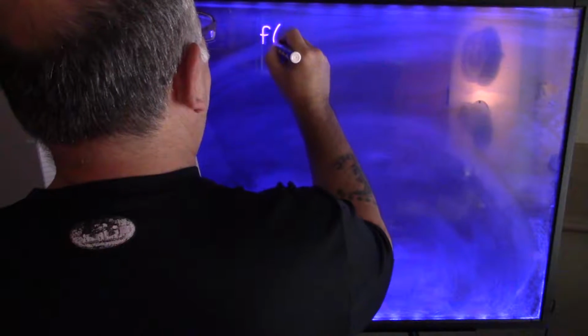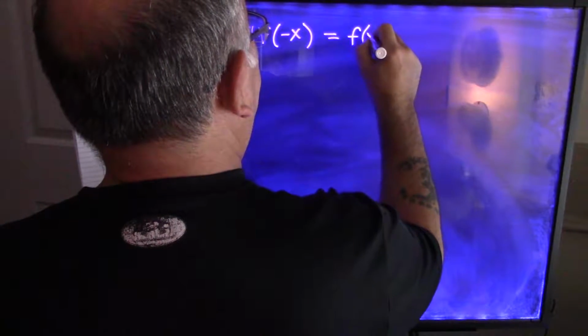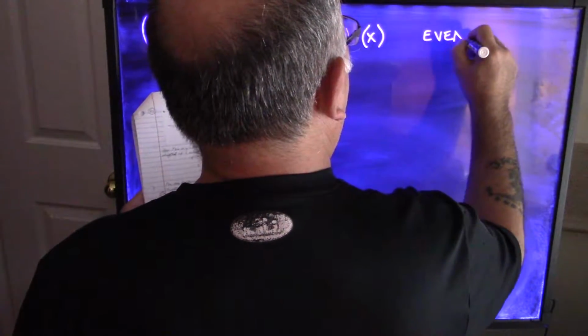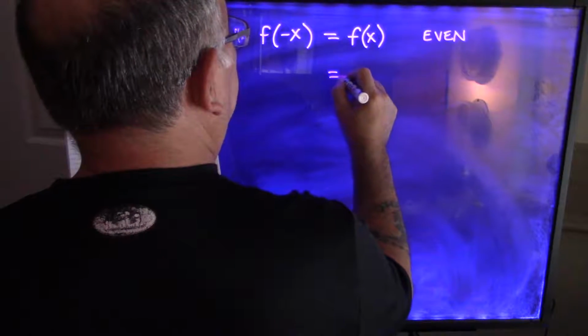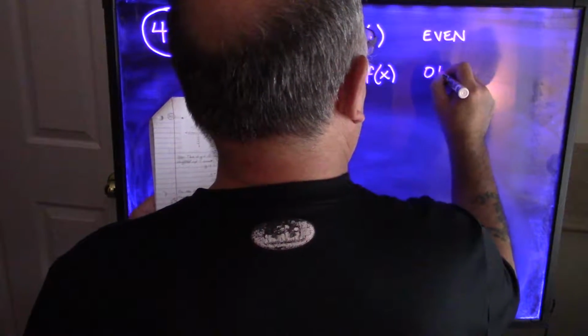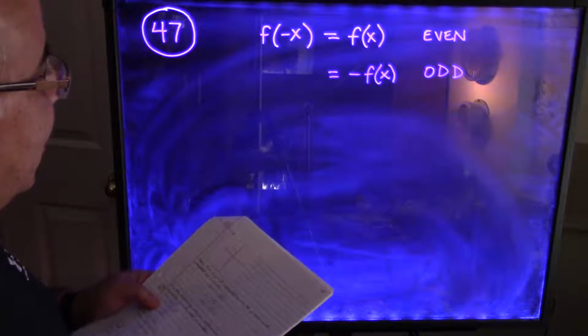Okay, number 47. For the following exercises, determine whether the function is even, odd, or neither. Well, here's how you determine that. If you take f and put negative x in there and get f of x, same formula again, that means it's even. And if you get negative f of x, then that's odd. Alright? So that's the basic procedure.